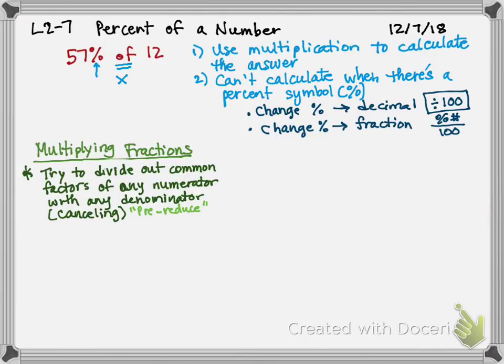Some people like to multiply and then reduce, okay? So then we're going to have 2 steps after this. Once we pre-reduce, then we multiply straight across.